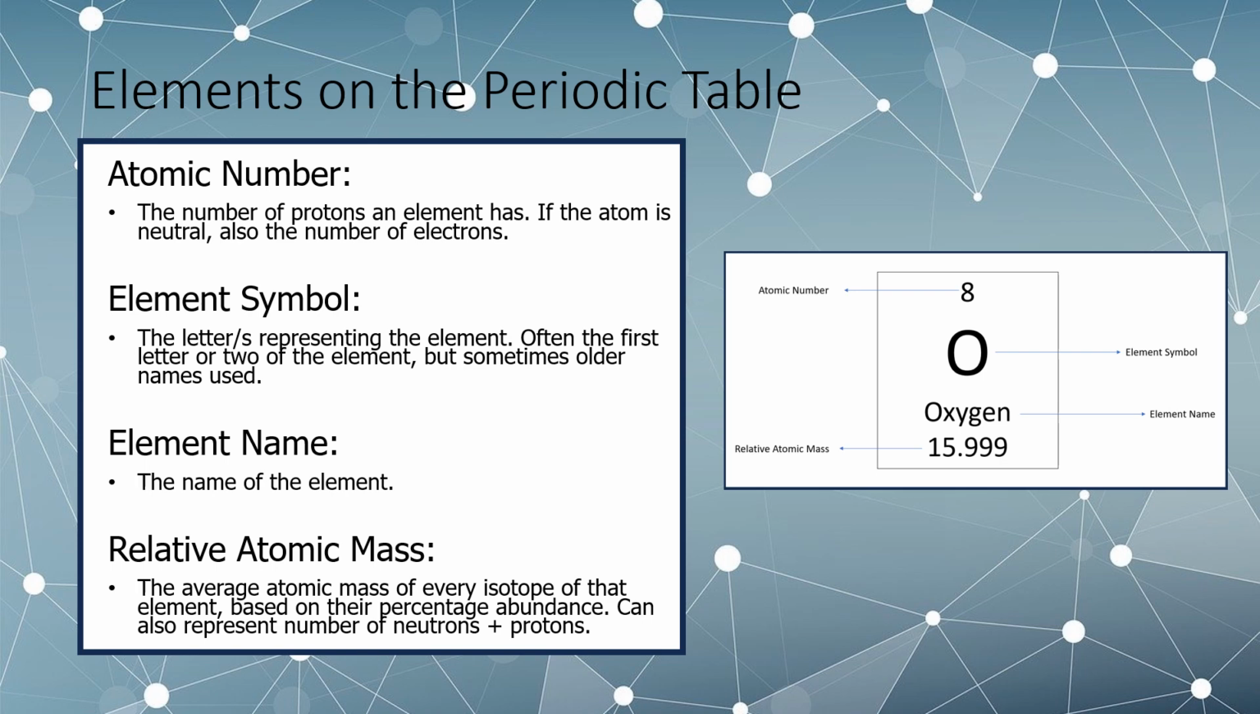Then you have the element name. That's pretty straightforward. It's just the name of the element. Finally, you have the relative atomic mass. Now, I suggest you check out our video on relative atomic mass if you want some more details. But effectively, in a quick summary, this is the average atomic mass of every isotope of that element, based on their percentage abundance. That is, how much they exist in the real world. Now, as I stated, this can sometimes be swapped out for just the atomic mass of a single isotope, and in this case, it usually represents the number of neutrons and protons added together.